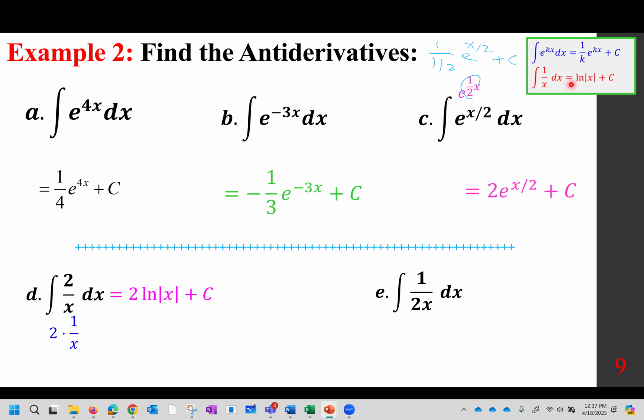And what about this one? I'm going to rewrite it in this manner. And I say, okay, I recognize 1 over x, just the same thing as this one. I put the 1/2 in front. So that's how you deal with those integrations. Exponentials, 1 over x, which results in natural log.